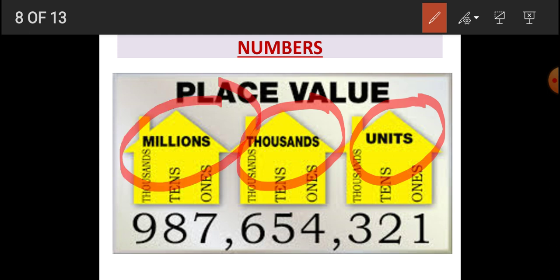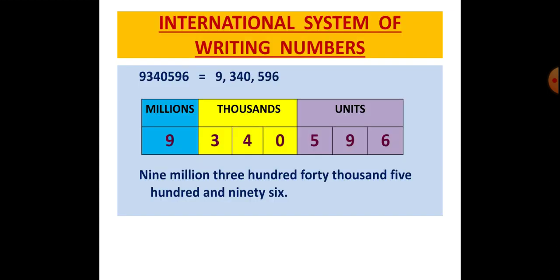Here you can see after putting comma, the number 987,654,321 is read and written as 987,654,321. Let's do one more example. In international system, 9340596 is written as 9,340,596.